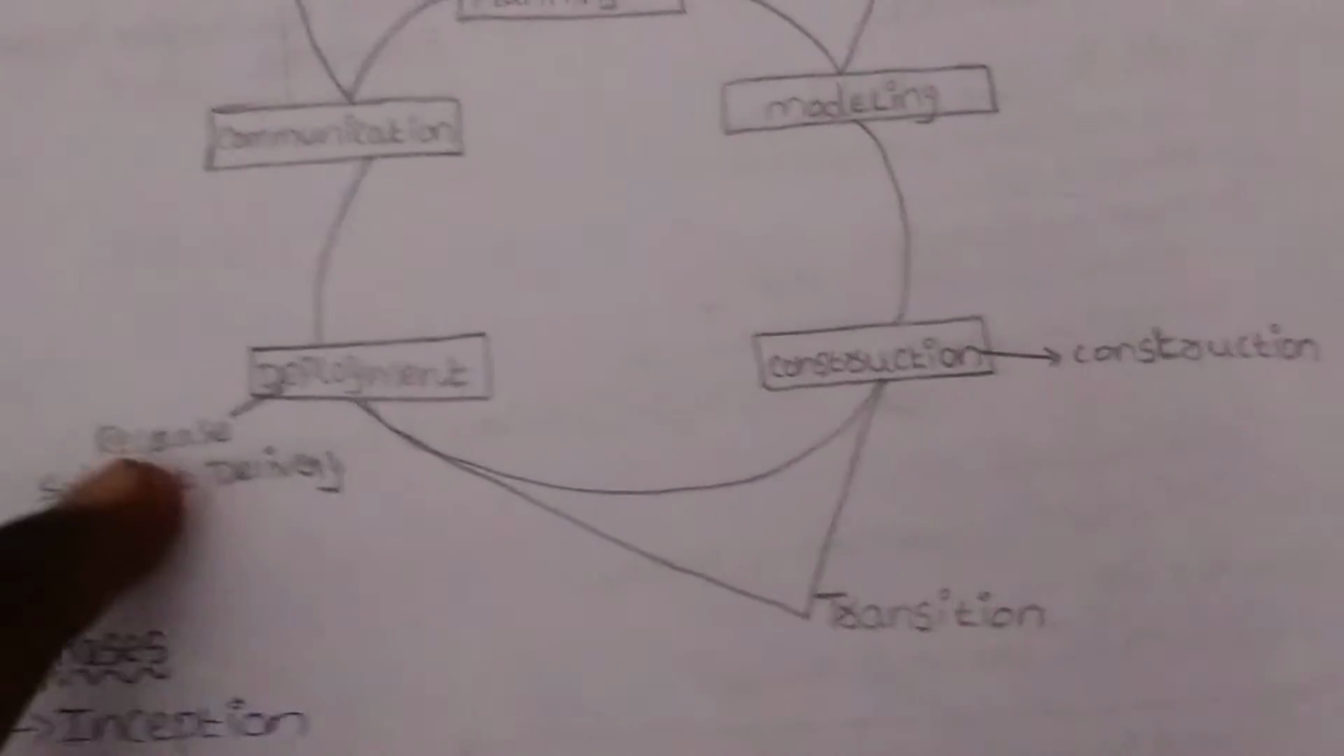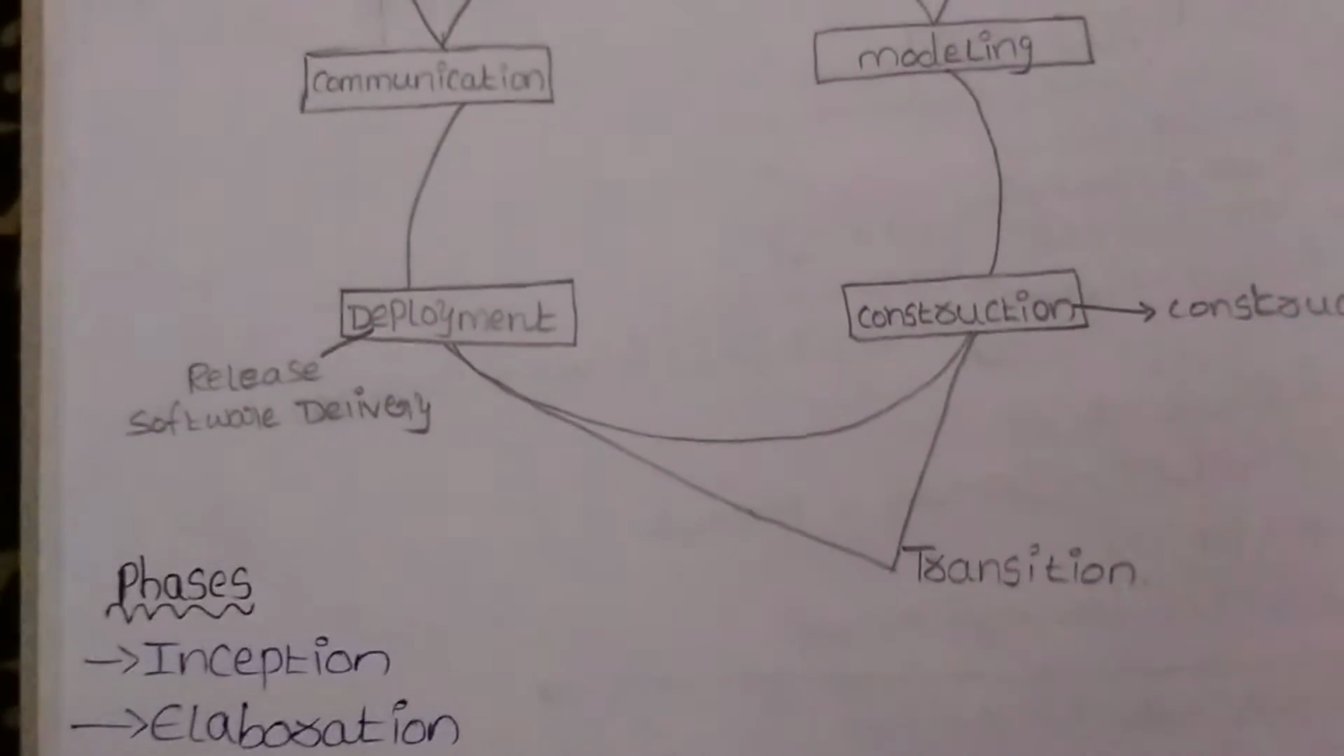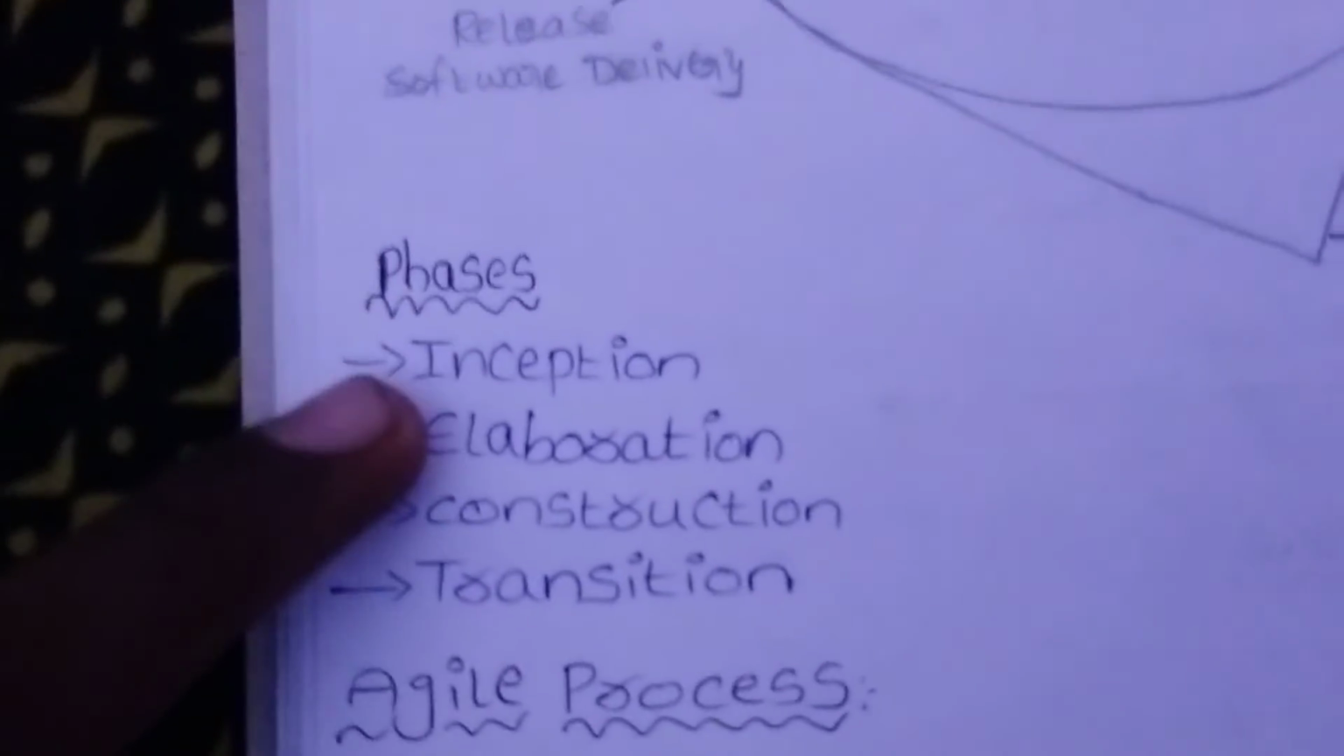In deployment, software is released and delivered. These are the phases: inception, elaboration, construction, transition. This is how we can explain the models in software.